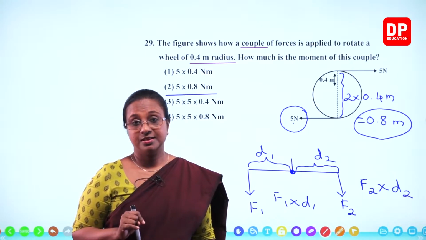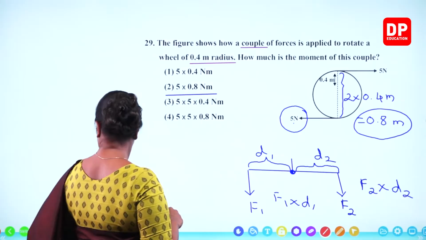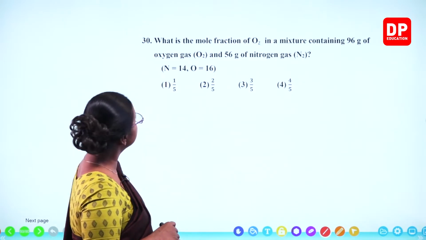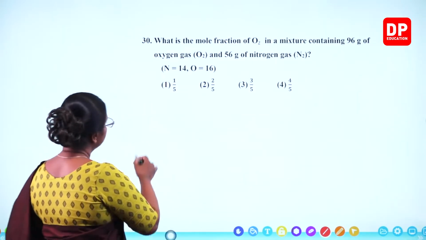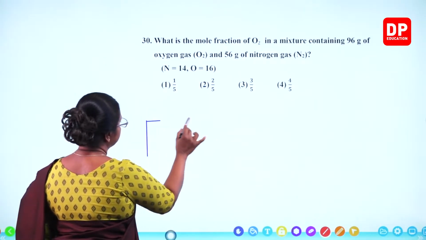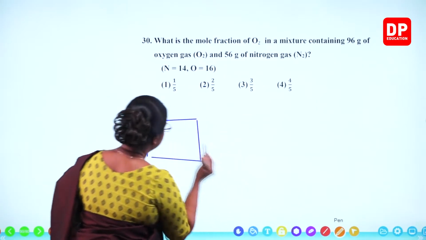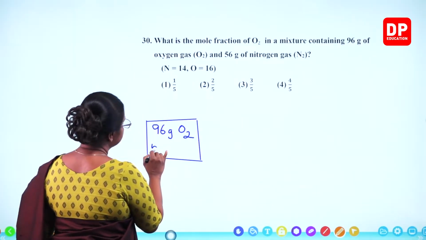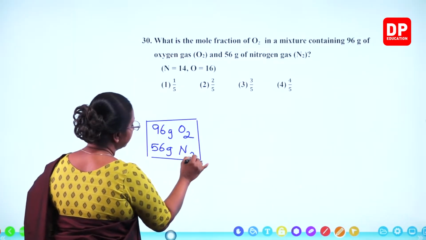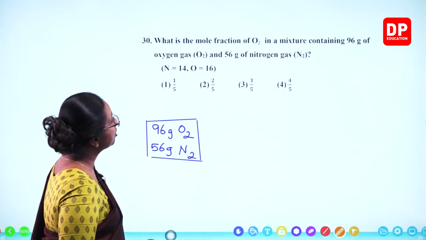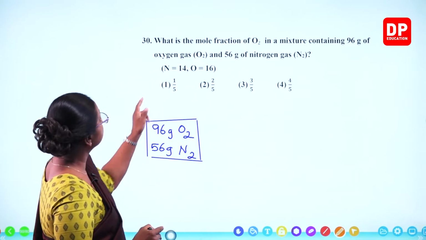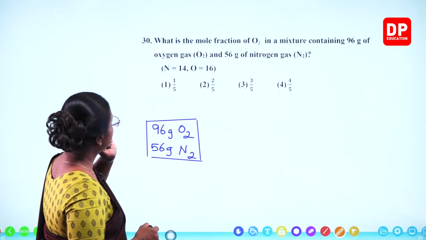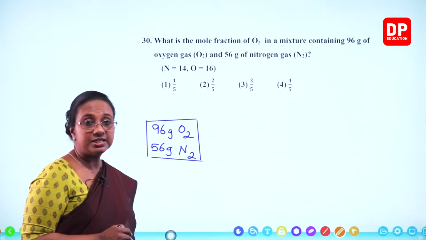Is that clear, students? So then, I'll move on to the next question. What is the mole fraction of oxygen in a mixture containing 96 grams of oxygen gas? So, there is a mixture. The mixture has 96 grams of O2 gas and it has 56 grams of N2 gas. So, what is the mole fraction of O2 in a mixture containing 96 grams of oxygen gas and 56 grams of nitrogen gas? The relative atomic masses are given: nitrogen 14, oxygen 16.